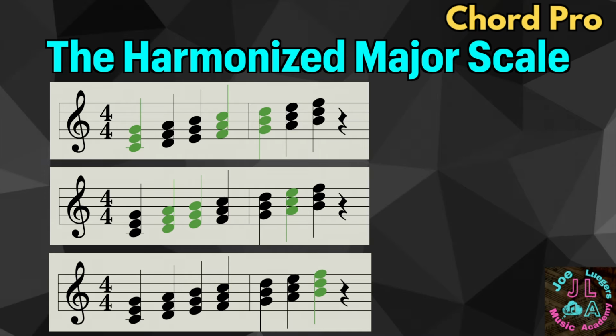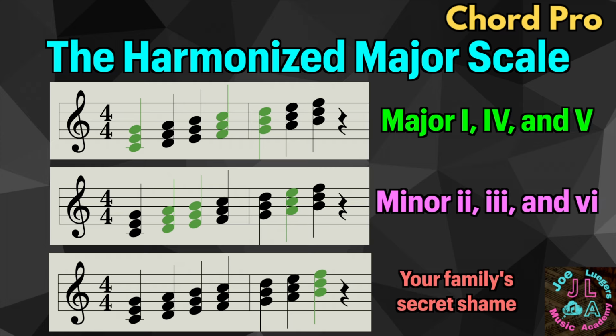Whee! Remember, if you harmonize any major scale by stacking thirds, you get 3 unique major chords, 3 unique minor chords, and another chord that we don't talk about. It is extremely common to see all 3 of the major chords in a song, and it is also extremely common to see the minor 6 chord, but the other minor chords are used far less often.